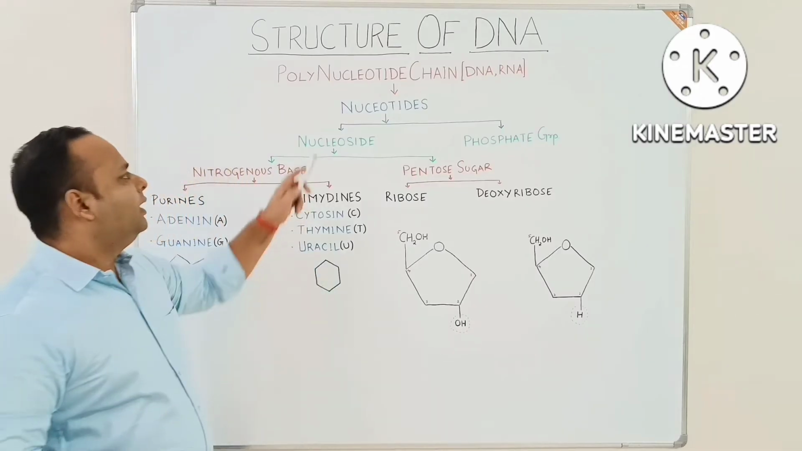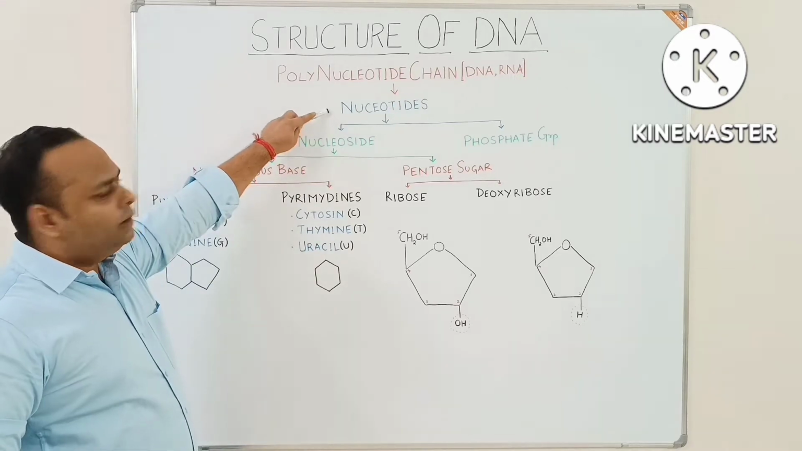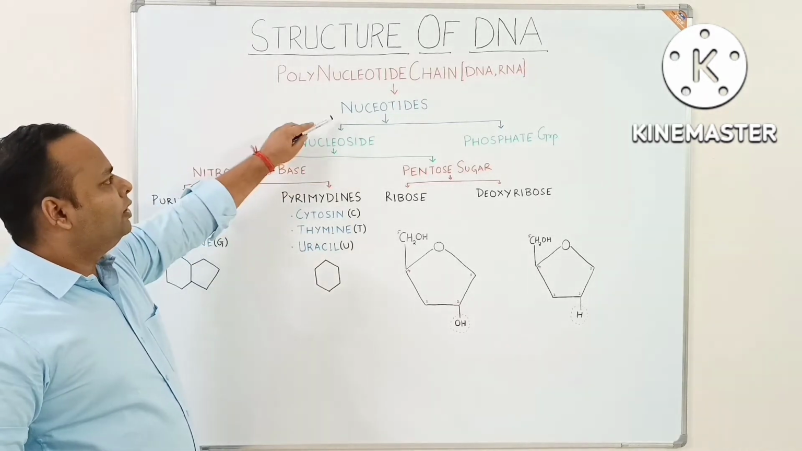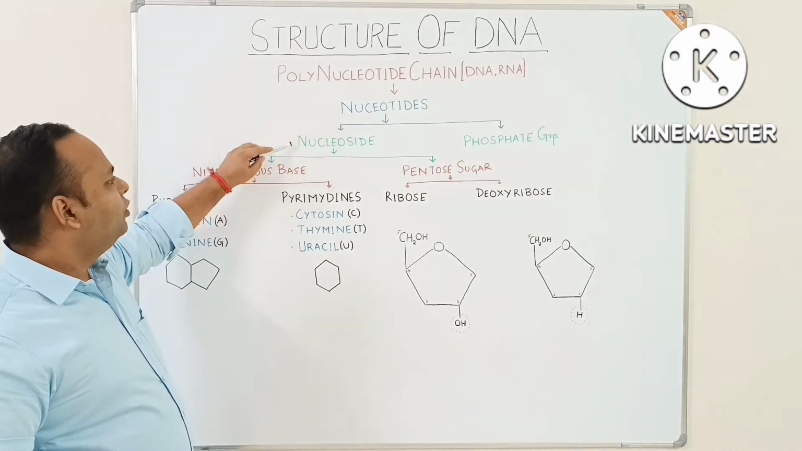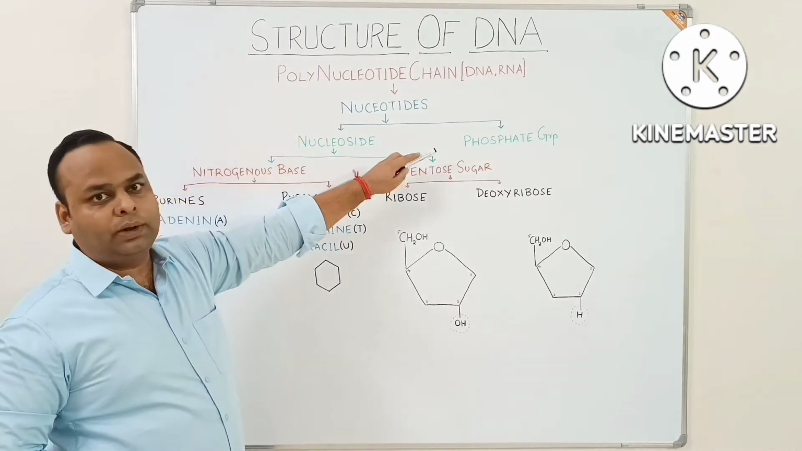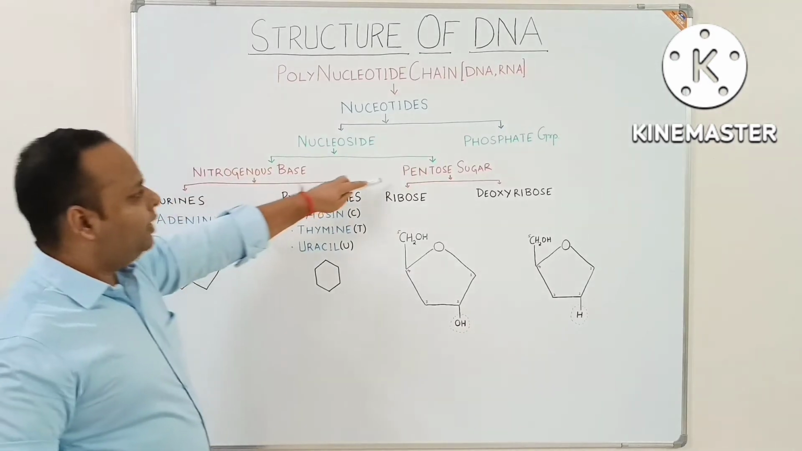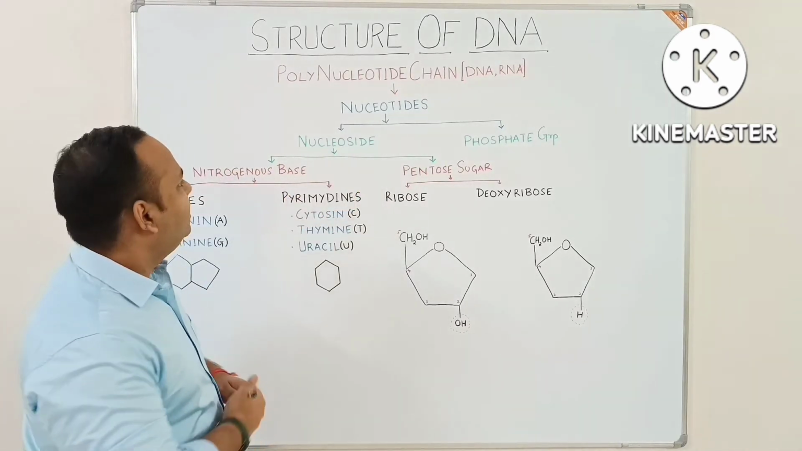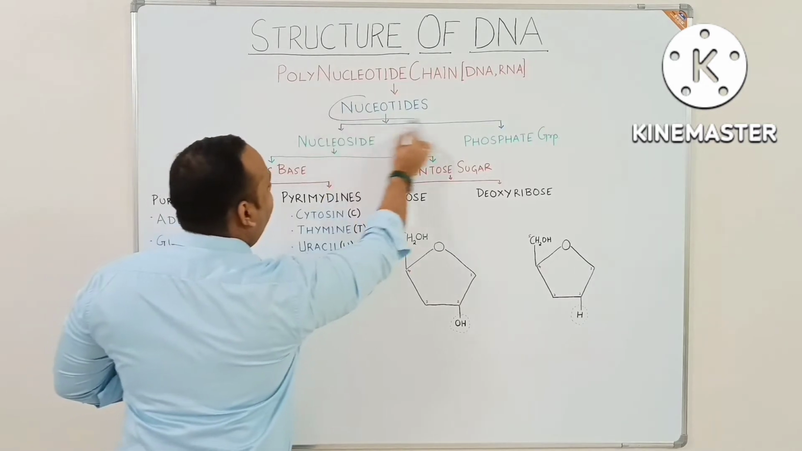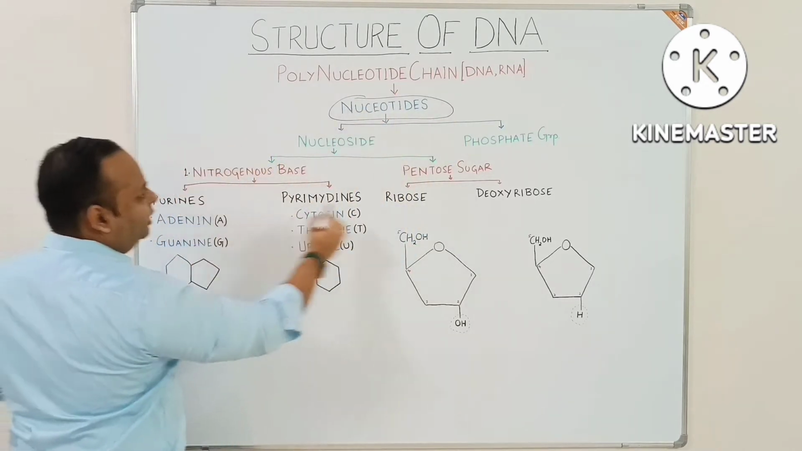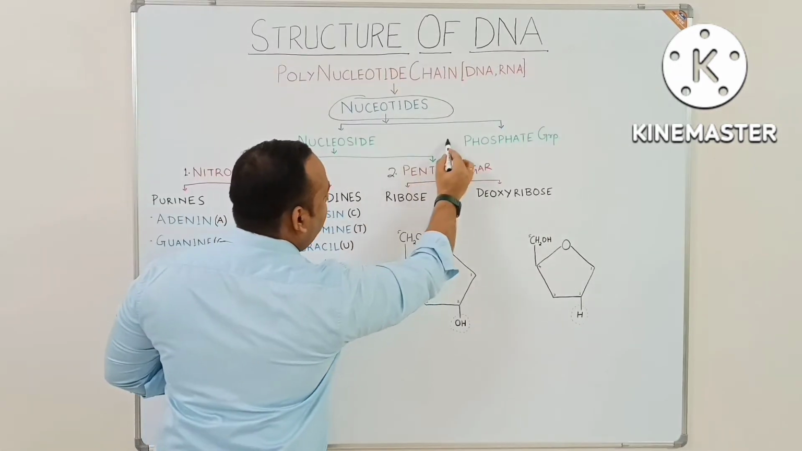Now, the DNA is made up of many nucleotide units, hence known as a polynucleotide chain. Each nucleotide is made up of a nucleoside unit and a phosphate group. These nucleosides consist of a nitrogenous base and a pentose sugar. We can directly say that the nucleotides are made up of three things. First, the nitrogen base, second, the pentose sugar, and third, the phosphate group.